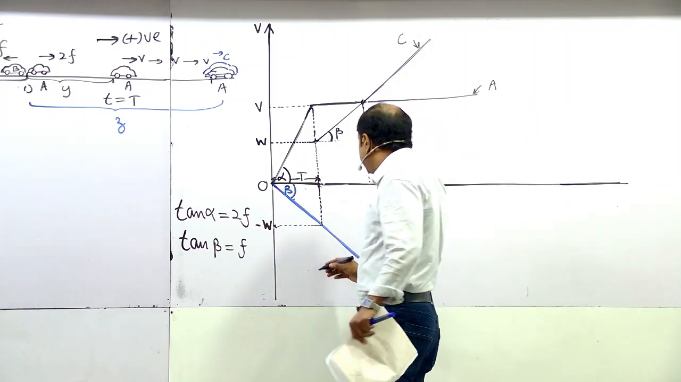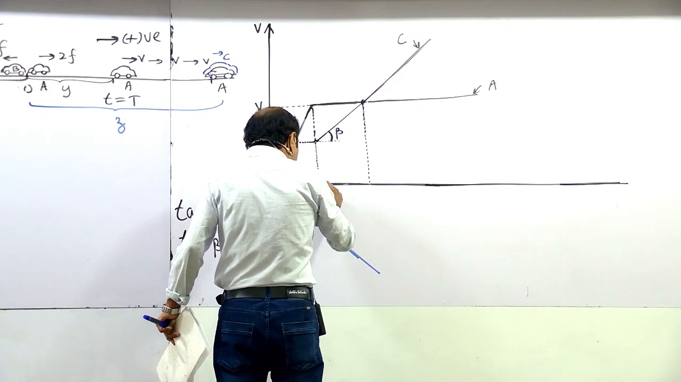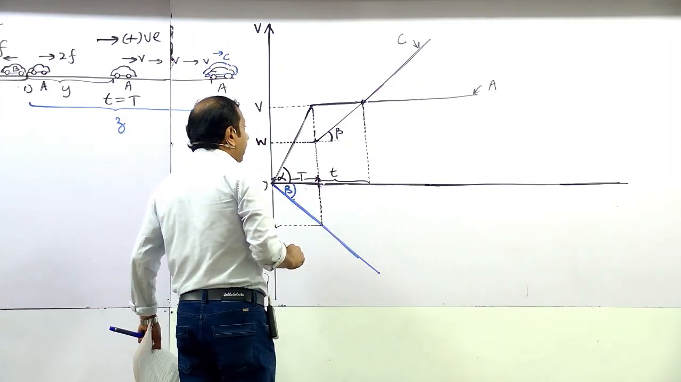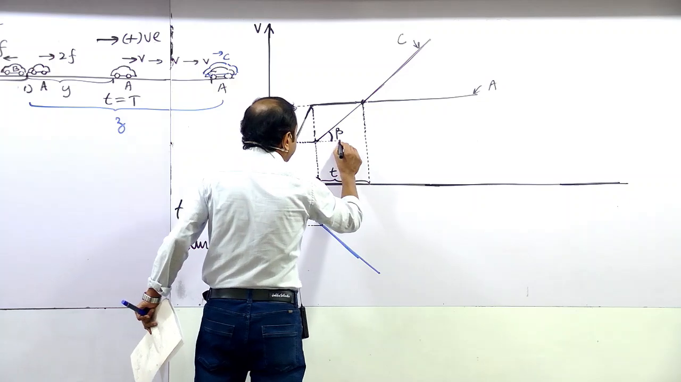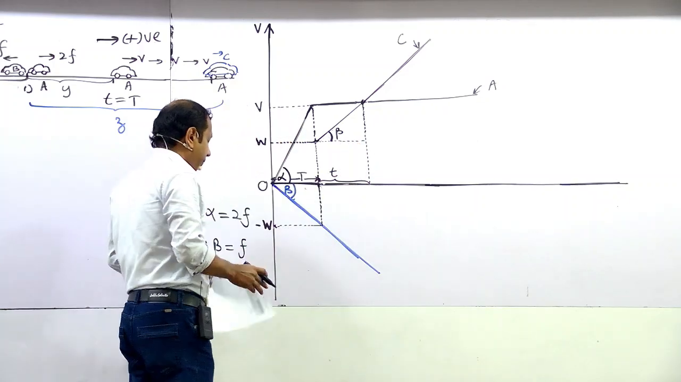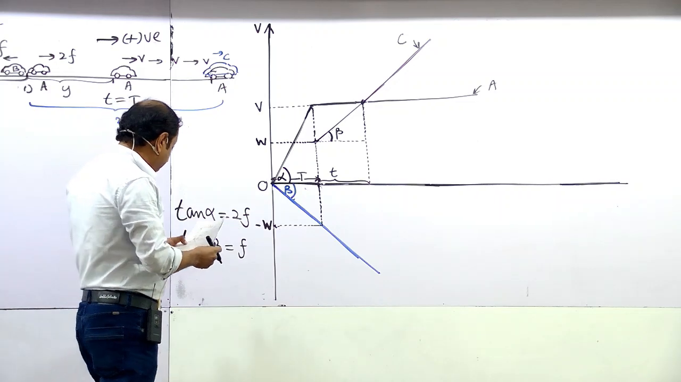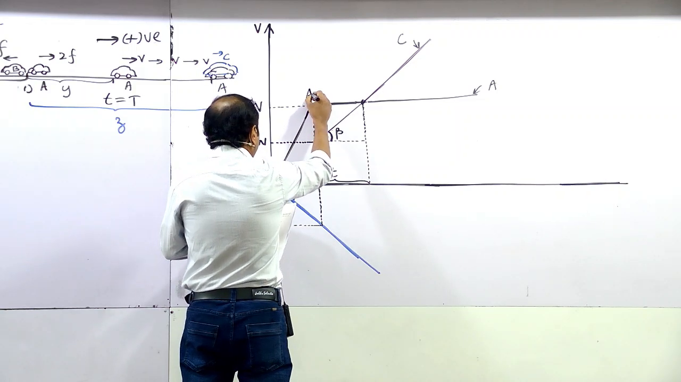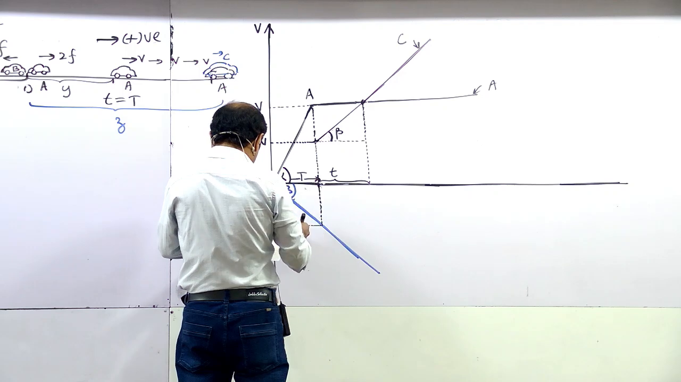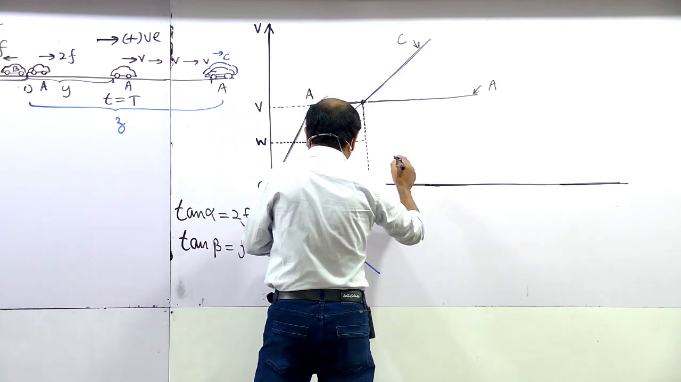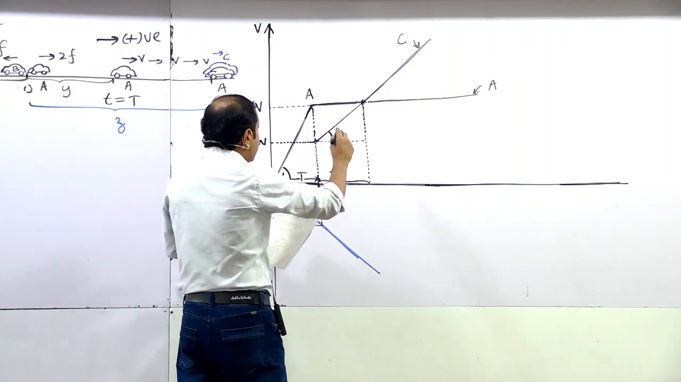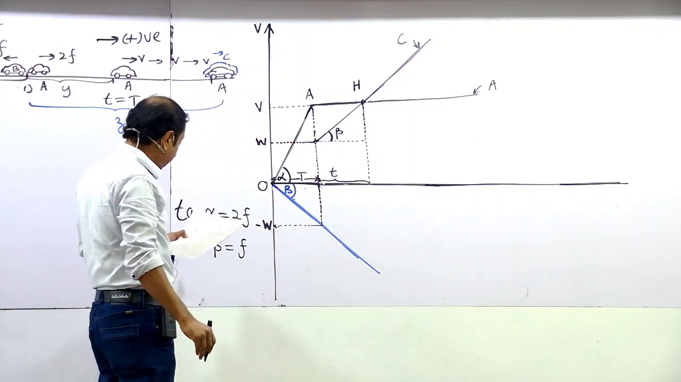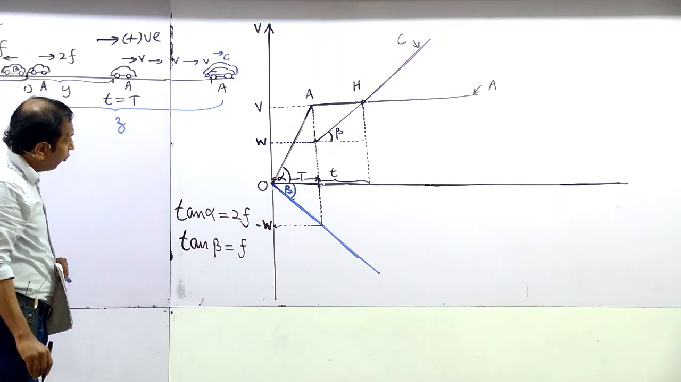Now we are asked to find this time. If I take this time as simple t, then I can find it like this. I'll name this VT graph like this. This is O, here A, and this is H. According to my diagram, I will mark the points, then it's much easier to consider. Then I can now find it this way.